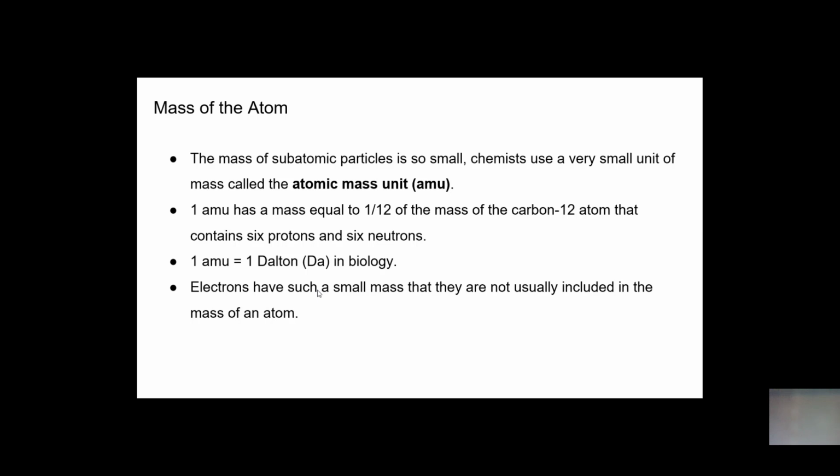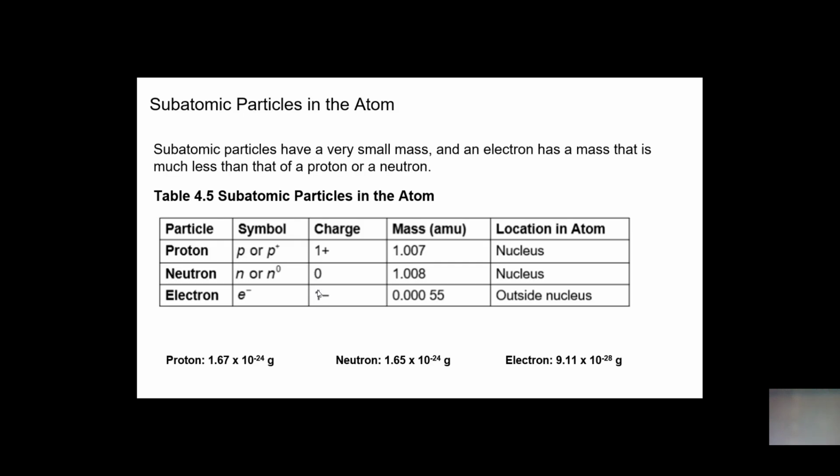1 AMU is equal to 1 Dalton in biology. And again, electrons are so small in mass that they just don't even include them. How small are they? Well, if you look down here, you can see that the mass of a proton and the mass of a neutron are almost identical. And then an electron has so many zeros that they just don't even count it. So a proton has a positive charge, so they count it as a +1 charge. A neutron has a 0 because it's got no charge to it. And an electron, they count it as a -1 charge.